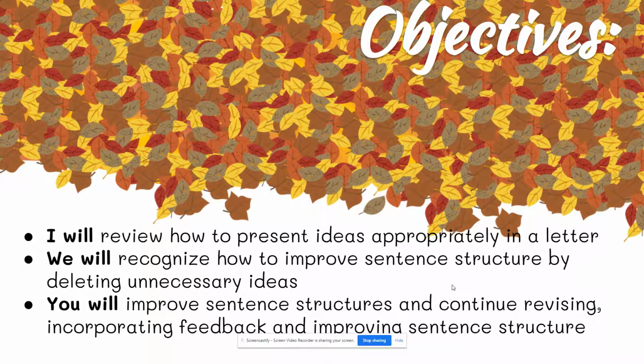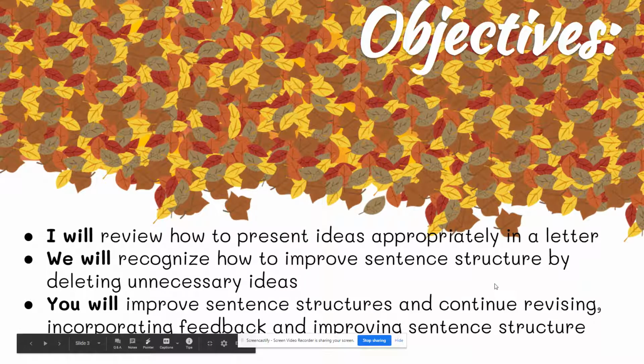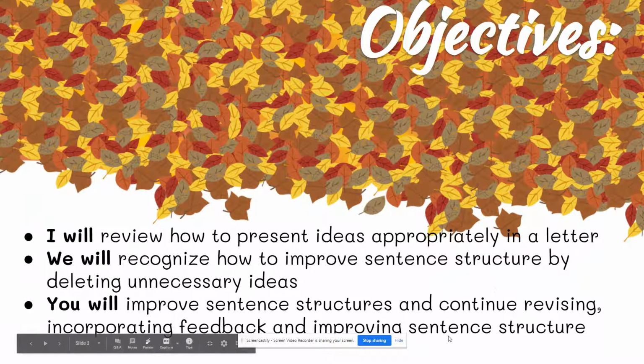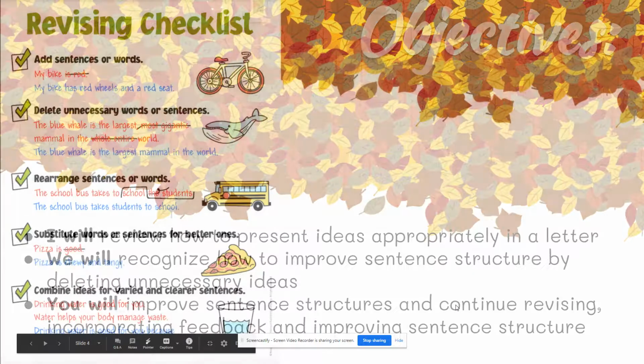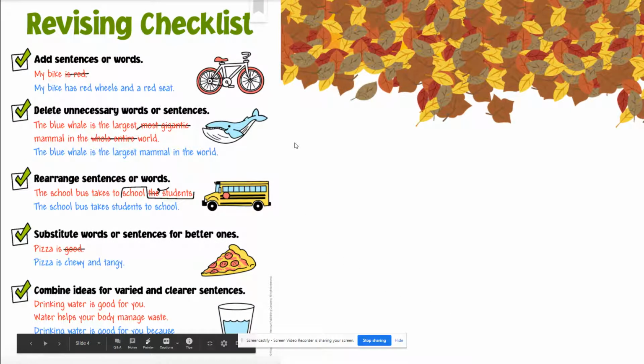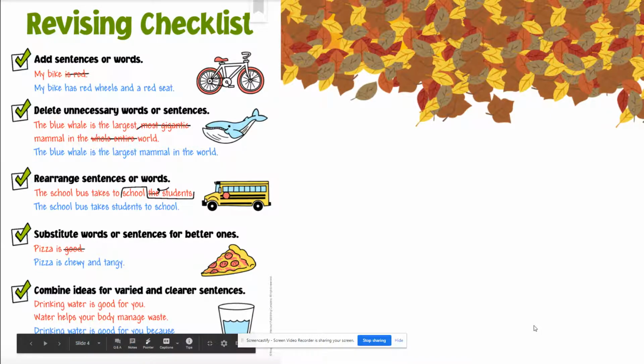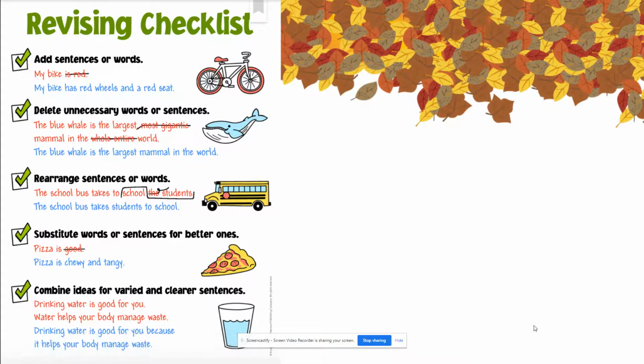Our objectives are: I will review how to present ideas appropriately in a letter. We will recognize how to improve sentence structure by deleting unnecessary ideas. And then you will improve sentence structures and continue revising, incorporating feedback, and deleting or adding ideas. Writers, you have been drafting and started revising a formal letter. Last Friday, you worked along with a partner and received feedback on your letter. In this lesson, you will incorporate the feedback and revise to improve sentence structures.